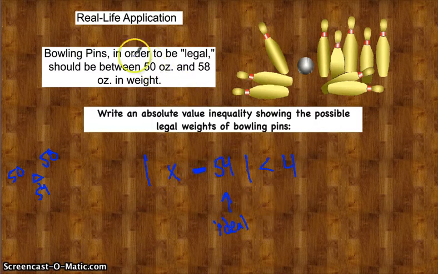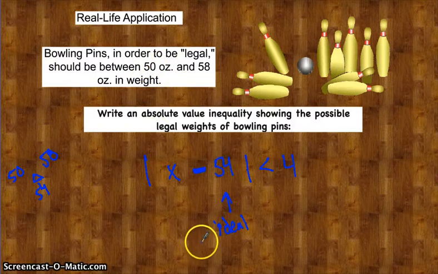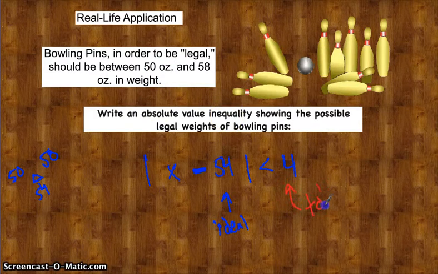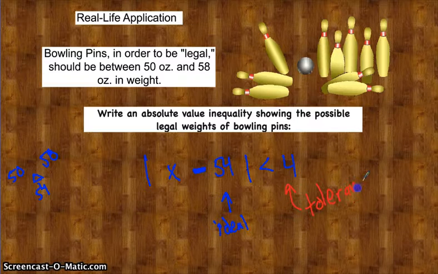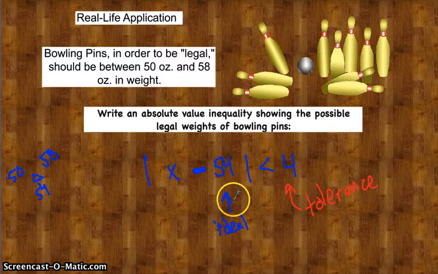No. But remember, we also said that it needs to be between, so it can't actually be 50, and the fact that that came up not working too well is great. The 4 on the right side is actually what we call the tolerance. We're going to aim for 54 ounces, but we're going to tolerate 4 ounces one way or the other. So that's a great way to set up an absolute value inequality.